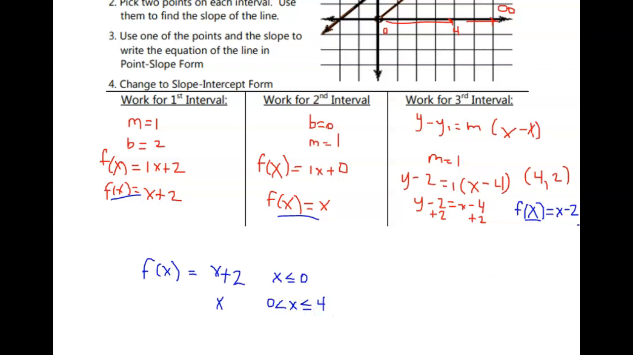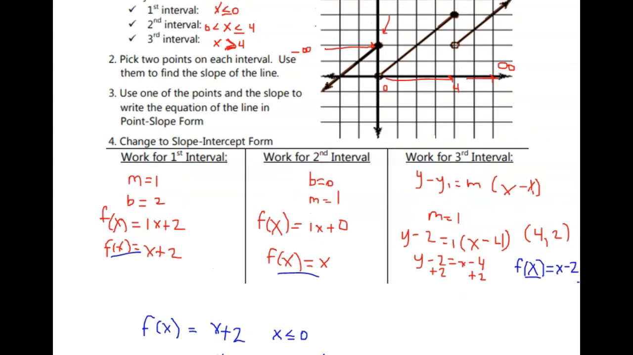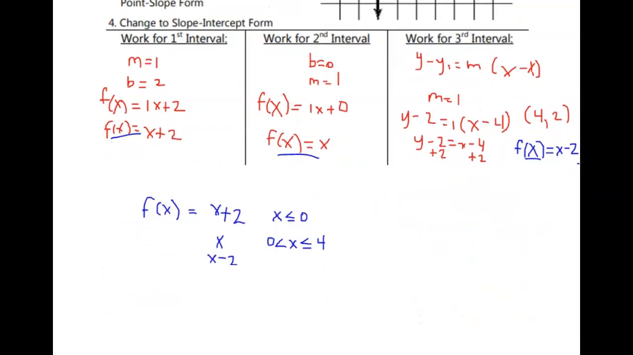All right. The last interval is x minus 2. And I will just write that underneath, x minus 2. And the restriction or the boundary on that was when x is greater than 4. So I just write that here, x is greater than 4. And then I'll put a bracket on here because these go together. And I have written my piecewise function.